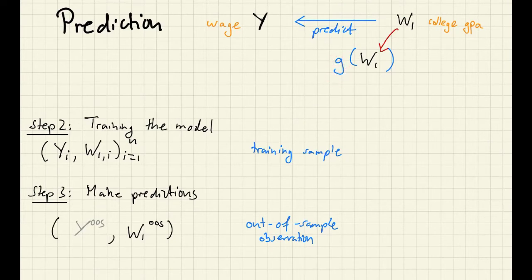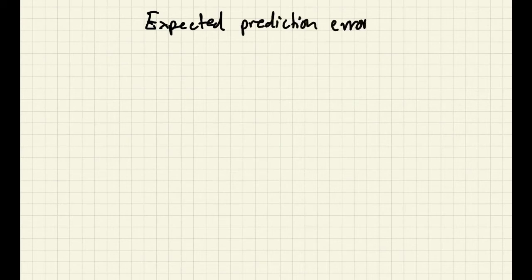Let's talk about what makes a good function g. A good function g is a function that performs well on out of sample observations. And how do we measure performance? We measure performance using a concept called the expected prediction error.